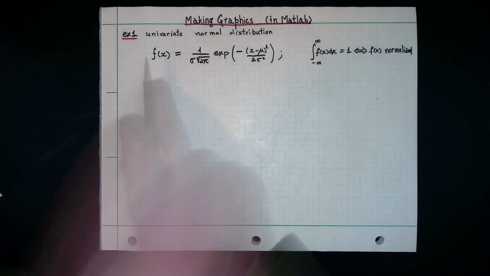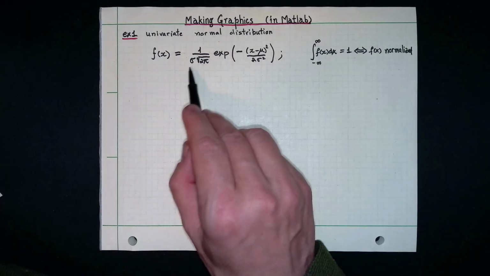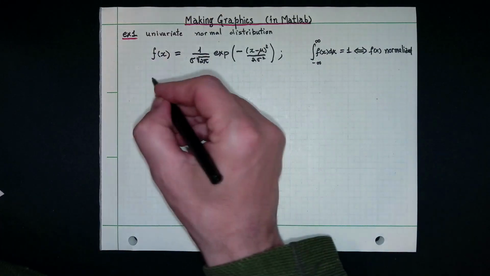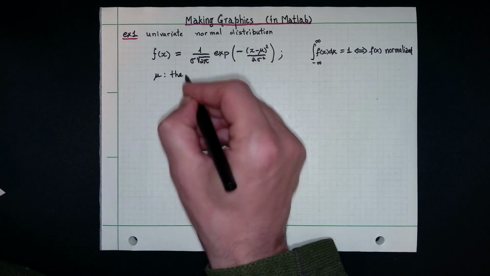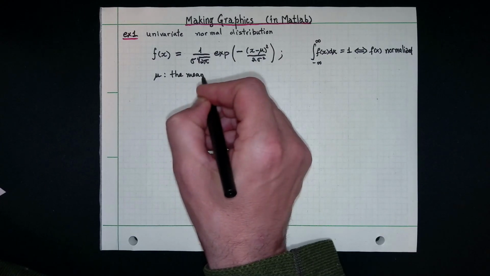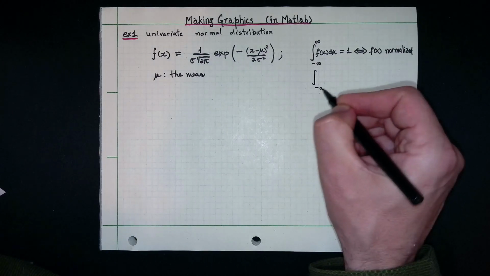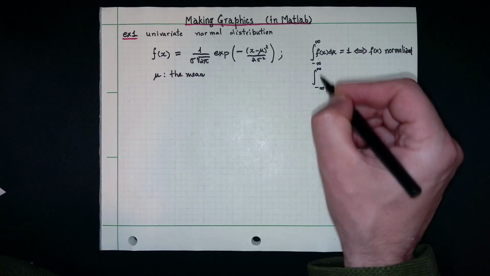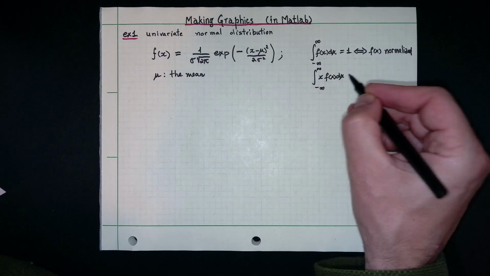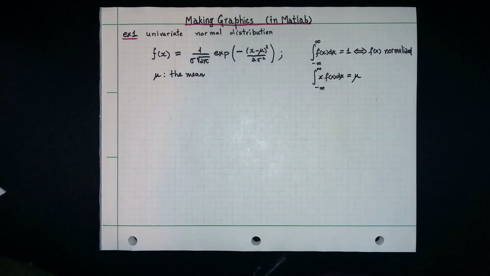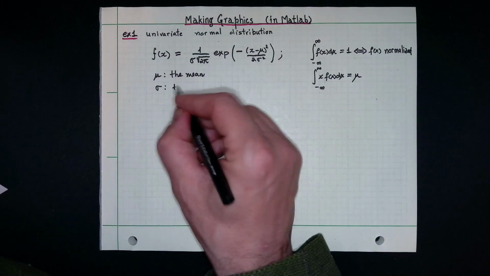All right, so this is the first function we're going to plot. It's a function of x. It is defined in terms of two parameters, mu, which is the mean. And it's called that because it turns out that the integral from minus infinity to infinity of x f of x dx is equal to mu. And sigma is the standard deviation.